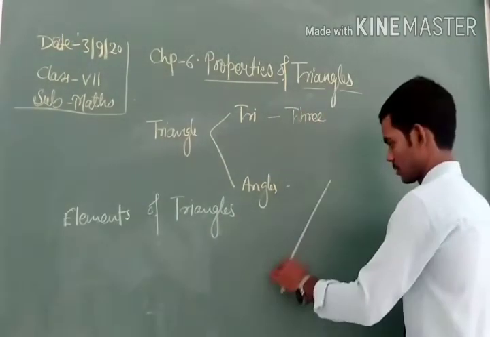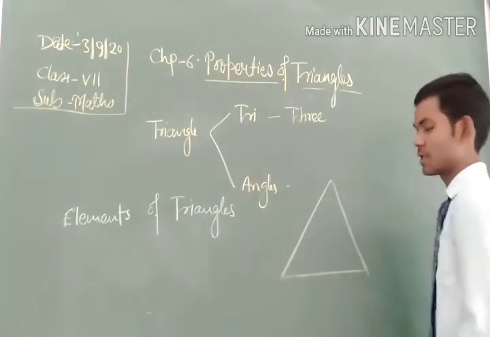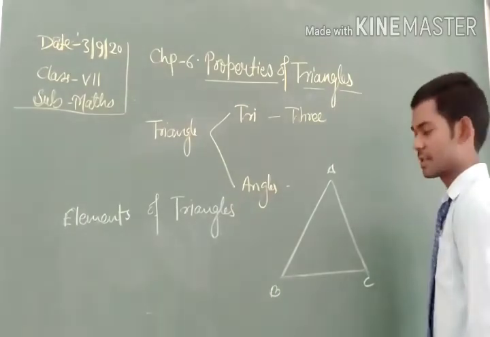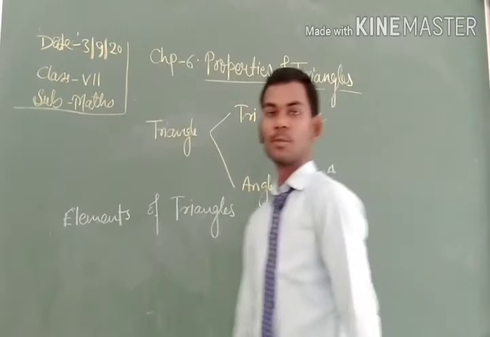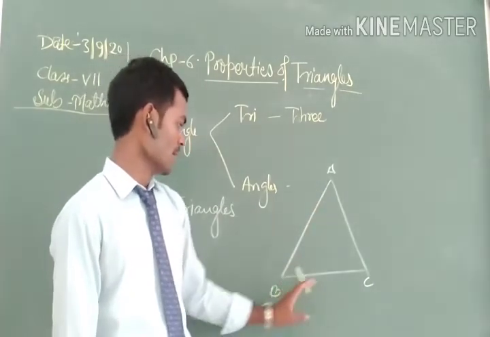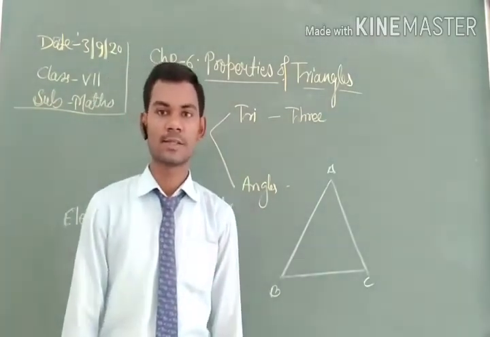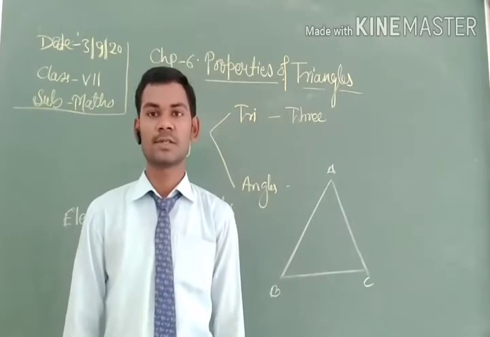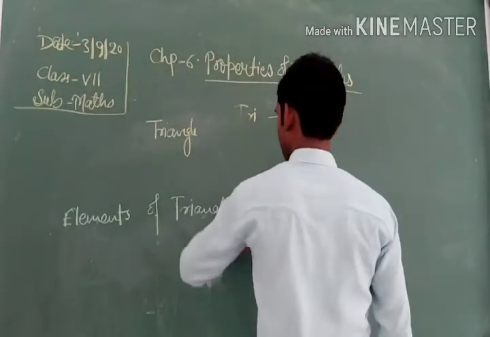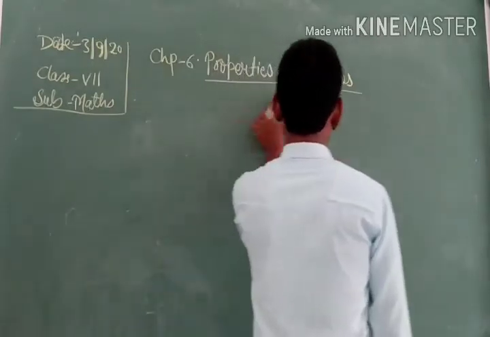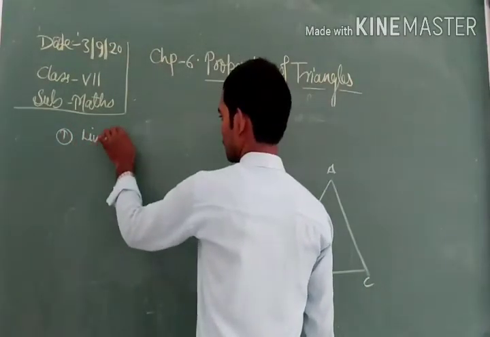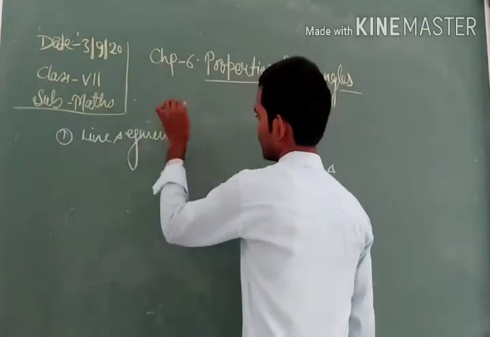As we know, this figure is known as a triangle, and in this figure we can see that it has three line segments by which the triangle is formed. The figure has three sides, AB, BC and AC. So a triangle has three line segments by which it is formed. So its first element is three line segments, and we write: a triangle is formed by three line segments. So its elements are firstly the line segments by which it is formed.